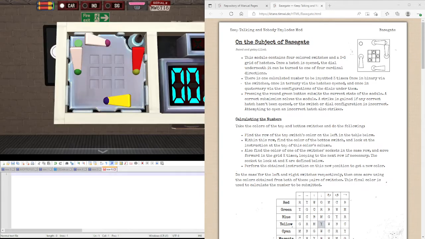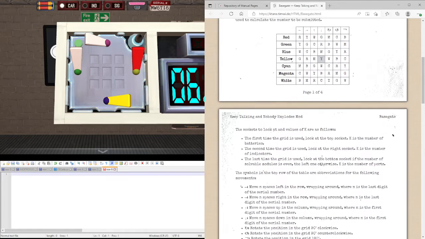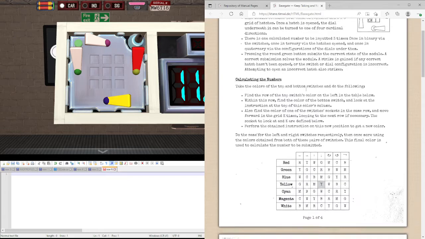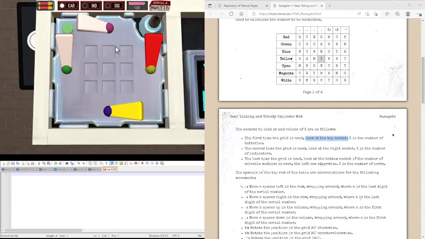Hello guys, Hector here. Today I should be going over the module Basegate. Before we get started, I'm going to go down here to get the socket and K values, which will be useful for this step up here. The first time the grid is used, we're going to be looking at the top socket, which is what the switches are connected to. Our first colour is purple, or magenta as it's referred to, and K is the number of batteries, which is 2.